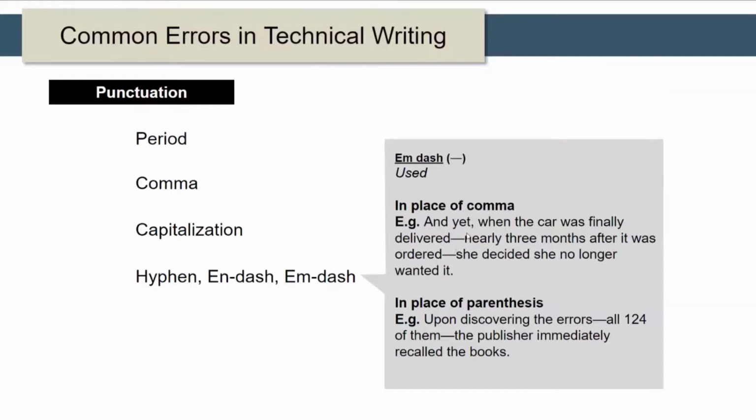For example, "And yet." So note that "and yet" would be in creative writing, not in formal writing. So don't think that this can be a part of technical writing. No, you would not start a sentence like this. You would say, "And yet, when the car was finally delivered, nearly 3 months after it was ordered, she decided she no longer wanted it." Even if you did not have this part, "And yet when the car was finally delivered, she decided she no longer wanted it," right? So it is just for extra emphasis. You could replace this with commas, doesn't make a difference. You could replace this with parentheses, doesn't make a difference.